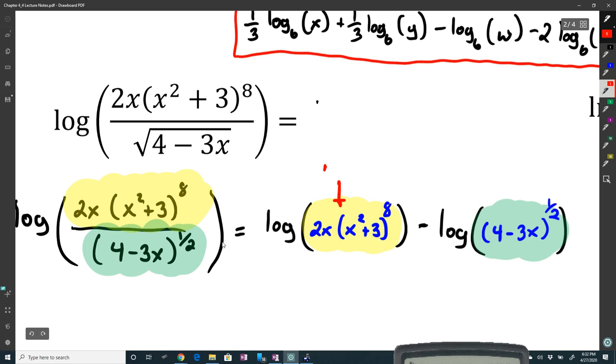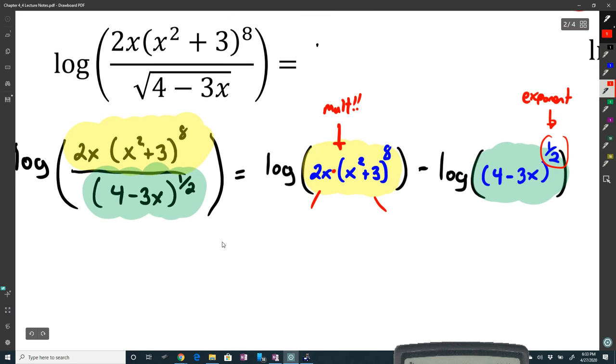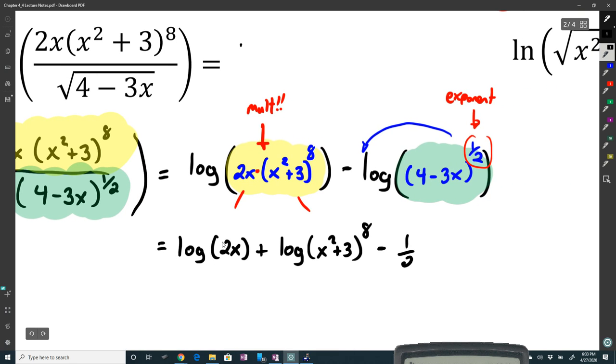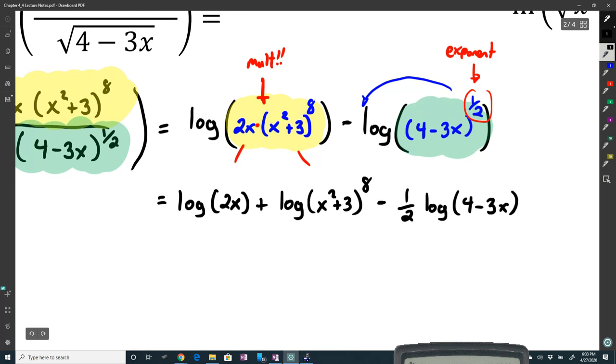So we look for the main idea. The main idea for this one is multiplication, because you're multiplying two things, first of all. And here the main idea is the exponent. So this splits into two pieces, whereas the 1/2 is going to come to the front. So I have log of 2x plus log of x squared plus 3 to the 8 minus 1/2 log of 4 minus 3x. Okay, this one's done.